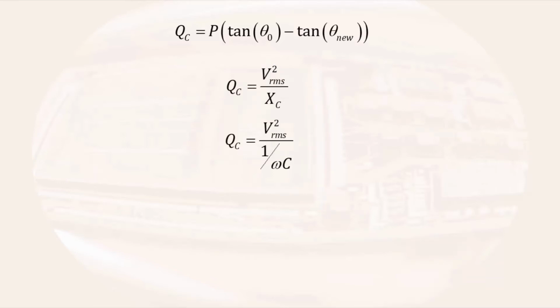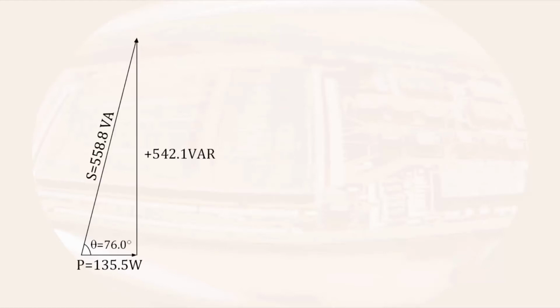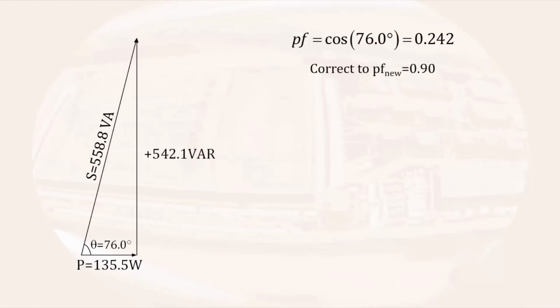The reactance of the capacitor is 1 over the angular frequency times the capacitance. If we solve this for the capacitance, we get the magnitude of the reactive power over the angular frequency times the square of the RMS voltage. Now applying these results to our original circuit, we are starting with a power factor of 0.242, and we're going to try to correct it to a power factor of 0.9.